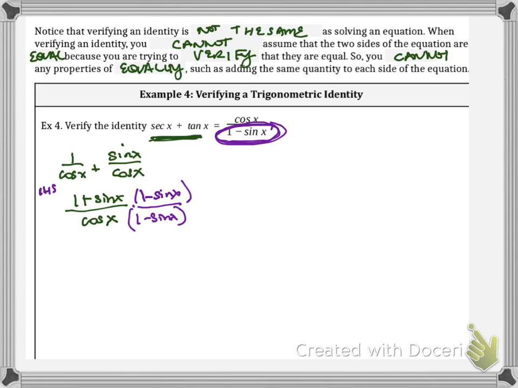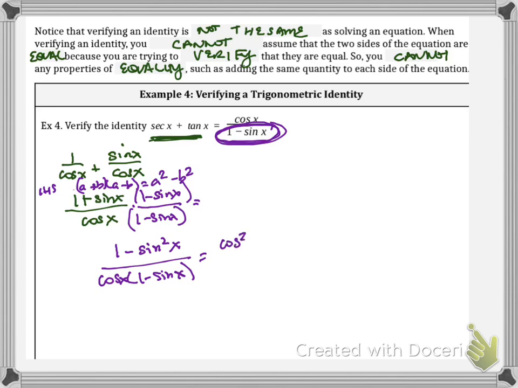So when I do that, notice I have this top portion is our a plus b times a minus b, so it's that special pattern of a squared minus b squared. So the top portion becomes 1 minus sine squared of x. Then we have cosine of x times 1 minus sine of x. And then remember now that the 1 minus sine squared of x, that is just cosine squared of x over cosine of x times 1 minus sine of x.